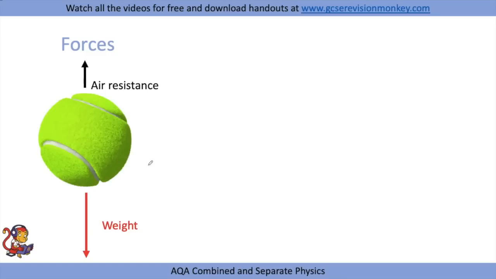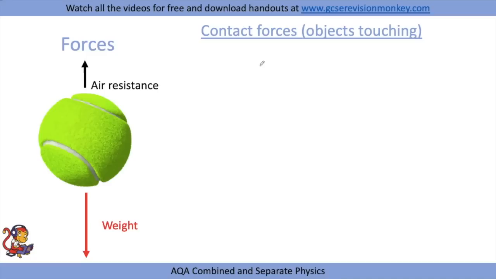of the force. So we can group forces into contact and non-contact forces. So some contact forces include friction, air resistance, tension, and the normal contact force. And in these cases, all the objects have to be touching.